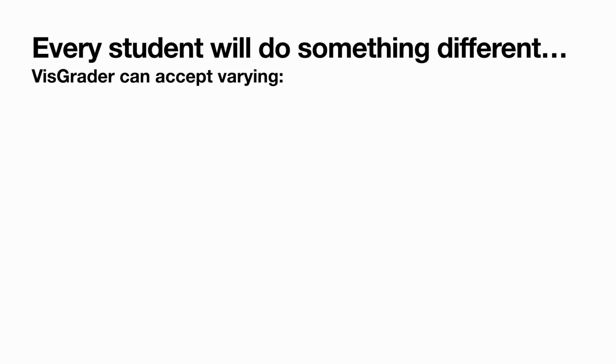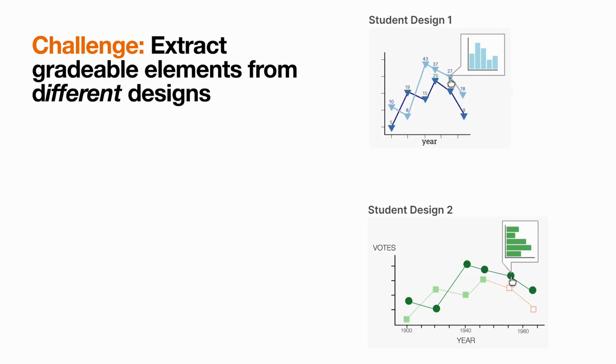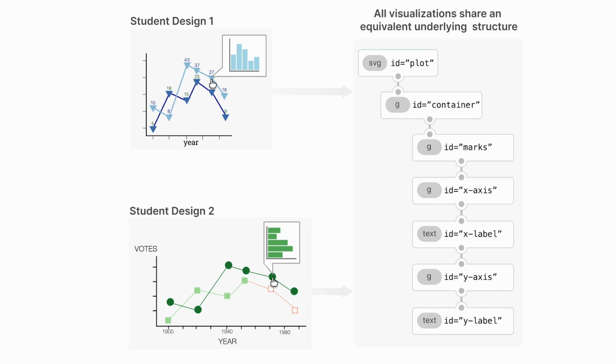In practice, we find that even for detailed instructions, students will always make different, and not necessarily wrong or incorrect, choices in how they implement their visualization. We designed VisGrader to be flexible to accept differences in design choice that are still valid within the assignment requirements. Now, our challenge becomes how we extract the gradable elements from different designs. To accomplish this, we use a lightweight underlying structural specification that ensures that all designs have an equivalent underlying structure.